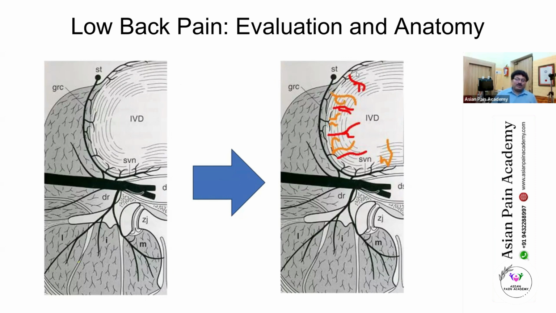And now the problem starts. Now they start sensing pain whenever there is pressure, or the interdiscal pressure increases, and the patient starts feeling pain. So in those patients, what happens?